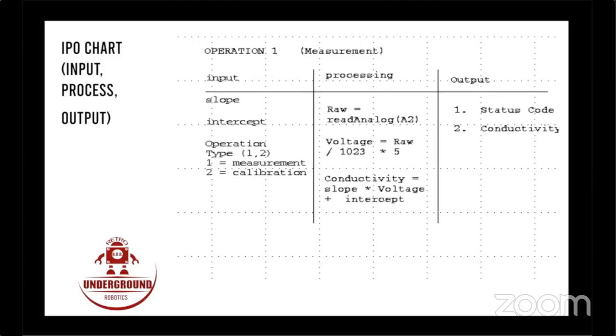And then the output from that, the agent is going to send back to us. The agent is going to send us the status code letting us know if everything is okay or if something failed. And if something failed, what failed, and what kind of problems or what kind of success it had. And then it's also going to give us the conductivity reading if it was able to make a reading, right? And so this is what's called an IPO chart. This is a simplified IPO for the purposes of our little talk today, for operation 1.